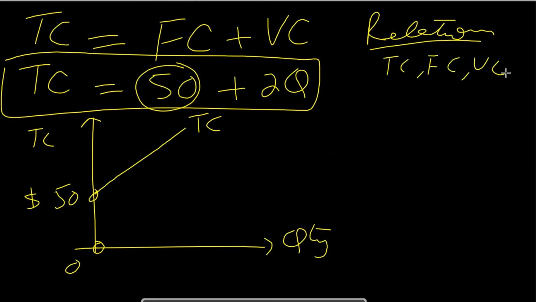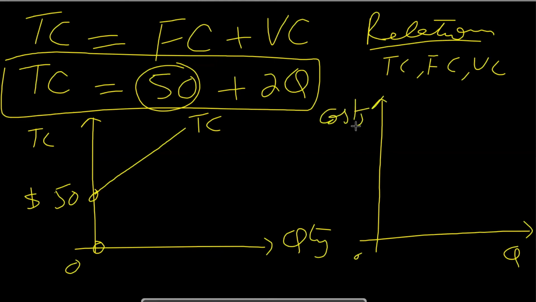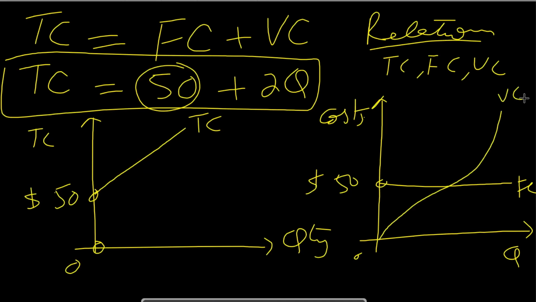अगर इन तीनों का हम relationship देखेंगे, then we can draw another graph. On x we have quantity, on y we have multiple costs, and fixed cost is like a horizontal straight line like this, and this is, let's say, $50, and variable cost is like this. और अगर हम total cost को देखेंगे, then total cost looks like this. Okay. You have to keep in mind that the gap between total cost and total variable cost will remain the same. That's why these two lines are parallel to each other.